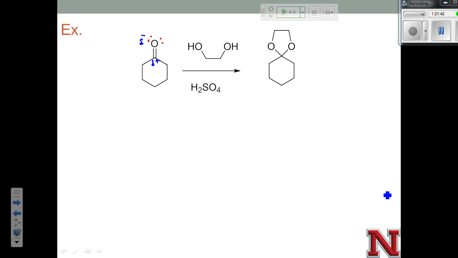So we can't get the attack on the partial positive carbon. If we did, that would push the electrons onto the oxygen, giving it a negative charge. That's not going to happen in an acidic solution. So the first thing is going to be that proton transfer. Often, when we have an acid catalyst, the first thing is proton transfer. Don't memorize that. There's a reason for it. Understand it, but that's often what's going to happen.